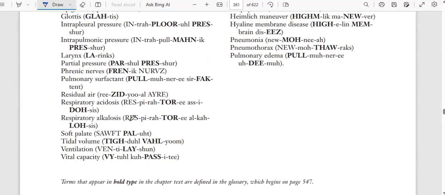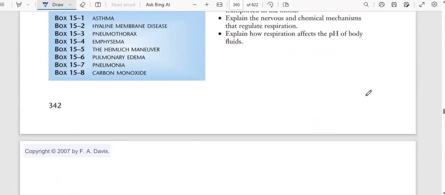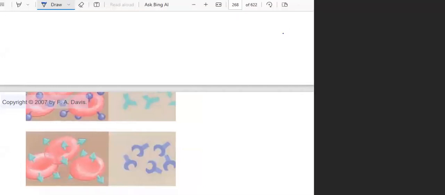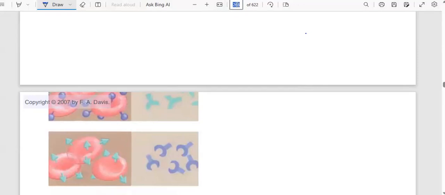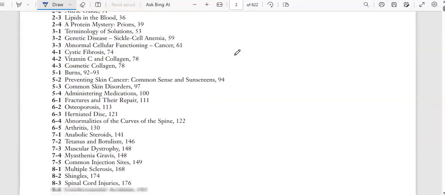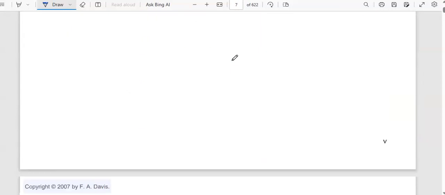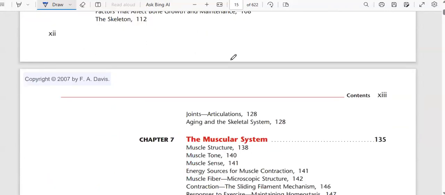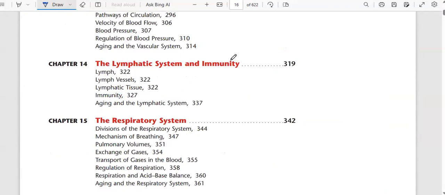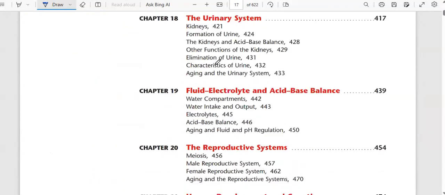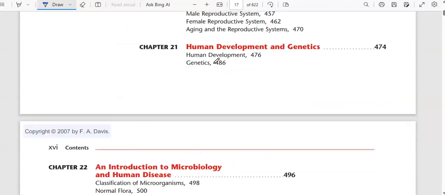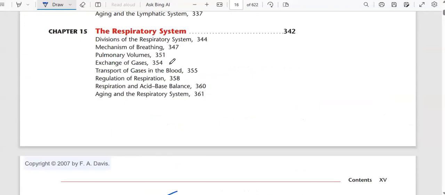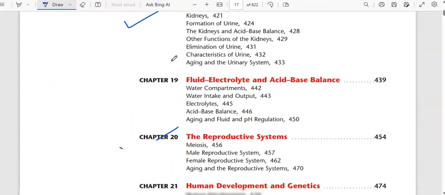If any doubt, you can ask related to the respiratory system. Next we have the digestive system chapter. The respiratory system is completed. Next one, digestive system. Main chapters are digestive system, urinary system, and reproductive system, and then our syllabus will be complete. We will complete very rapidly, Inshallah.